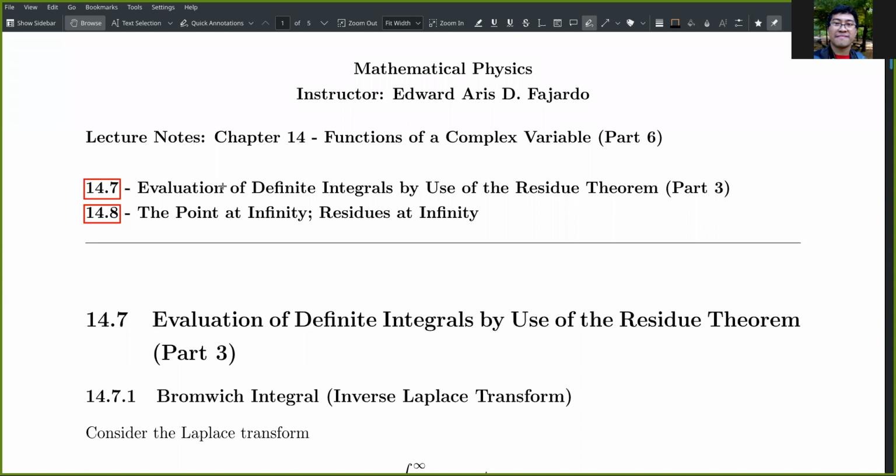Today we'll talk about a continuation of evaluation of definite integrals using the residue theorem, and also the residues at infinity.